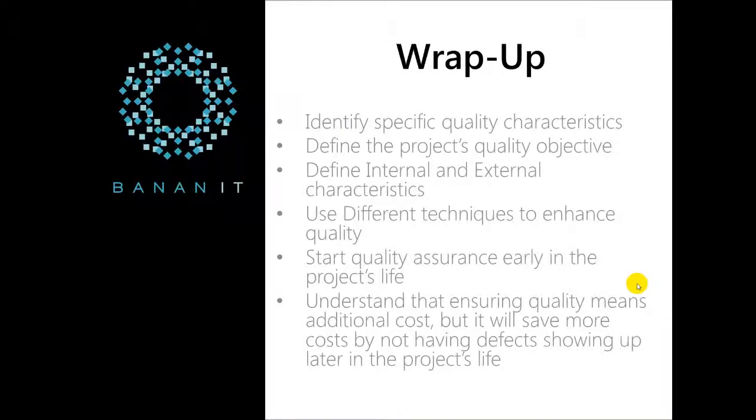Alright, now we're just going to wrap up, to make sure that all the concepts we've talked about were clear. First, we talked about how we need to identify specific quality characteristics, the things that we can actually use as measures of software quality. And then we talked about how we need to define the project's quality objectives. We need to specifically define what aspects or characteristics of quality we need to enhance or focus on. Of course, we need to define external and internal characteristics. We talked about what external and internal characteristics are, and the different types of each one.